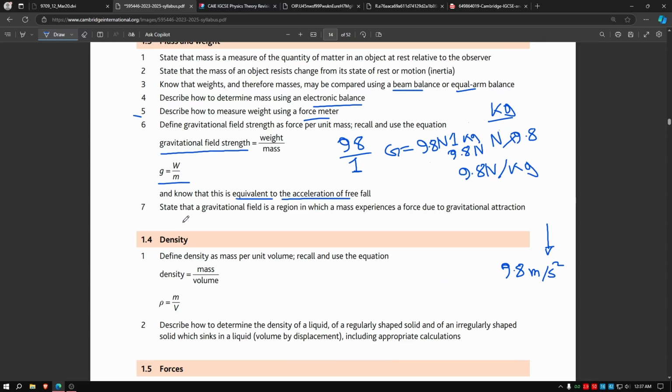Equivalent, exactly equal. State that a gravitational field is a region in which a mass experiences a force due to gravitational attraction. So the Earth is here, and the gravitational field can actually spread much more, outside of the Earth's surface. So the moon is, let's just say, here, and believe it or not, this field actually stretches out to infinity. So this field will actually try to pull you towards the Earth from infinity, even if you're infinitely far away. The only problem is when you're infinitely far away, the gravitational field strength is so minuscule that it's almost close to zero.